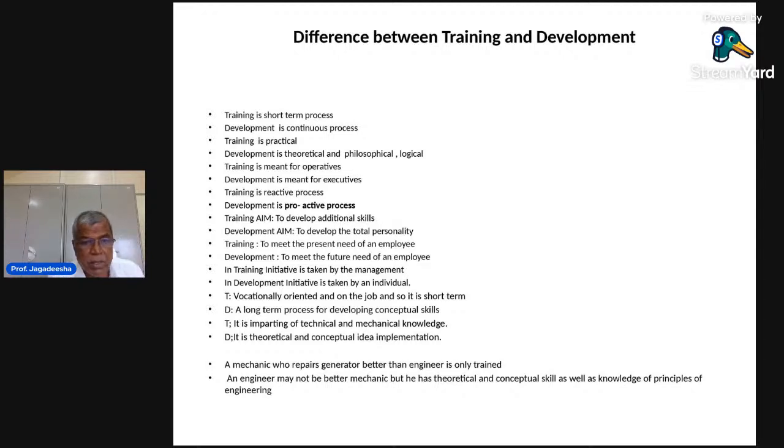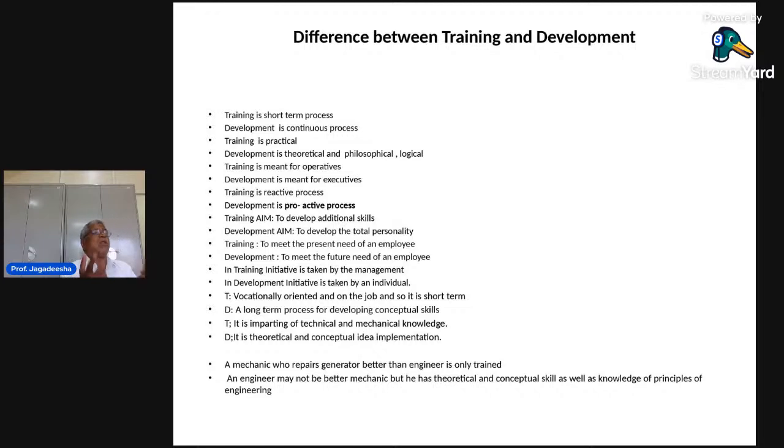Training is short term. The reason being, training can be conducted in 3 days, 7 days, 15 days, up to a period of 180 days. Any knowledge and skill you gain up to the period of 180 days, you can call short-term training. Training is short-term, and development is definitely long-term. It is a long-term process.